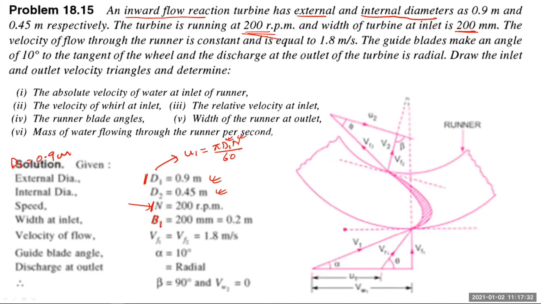Okay, now the velocity of flow through the runner is constant. Velocity of flow throughout the runner is constant. This term is highlighted. Okay, it means your vf1 equals vf2 equals, what is the value? 1.8 meter per second. Okay, the guide blade makes an angle of 10 degree to the tangent of the wheel. So your alpha value is given, 10 degree.